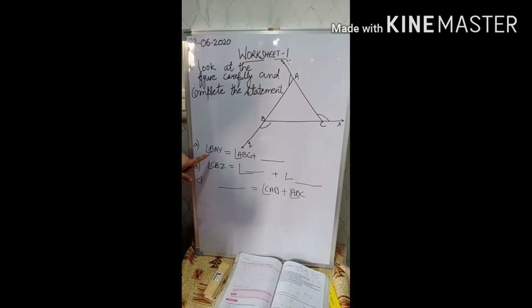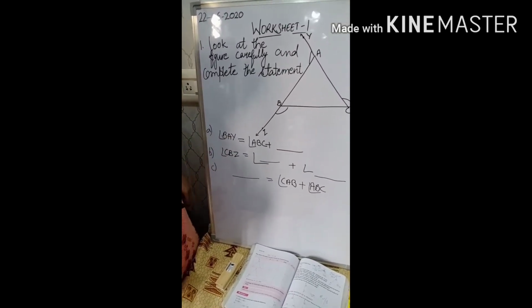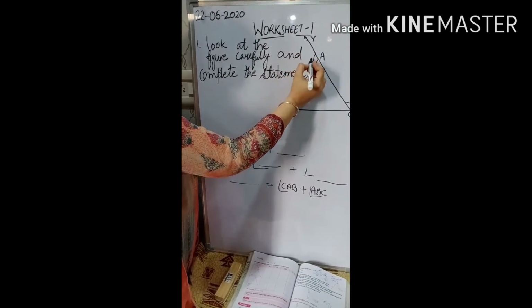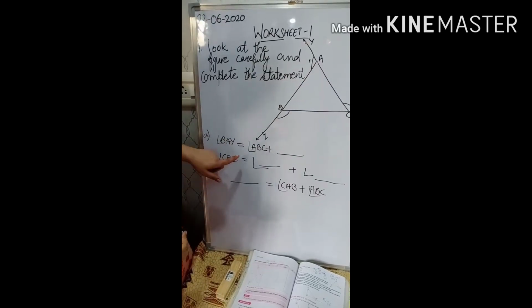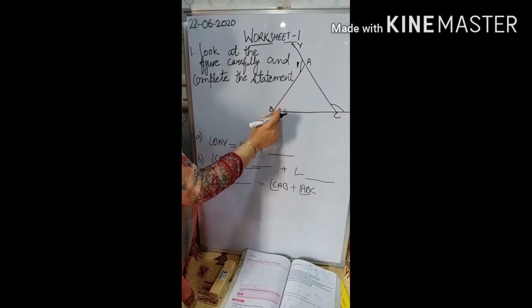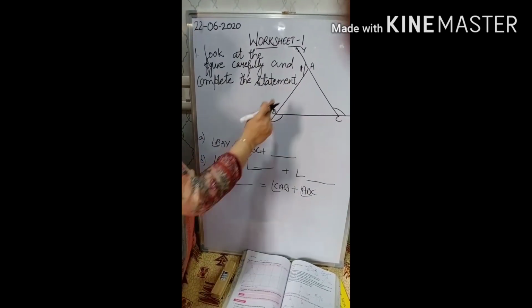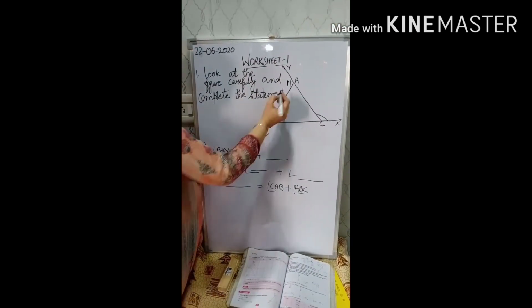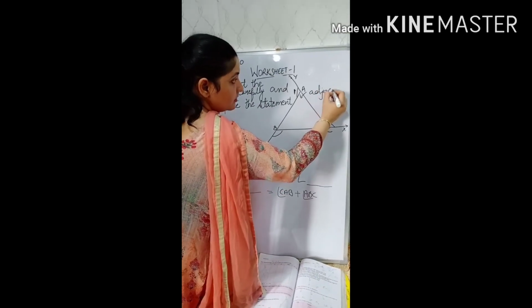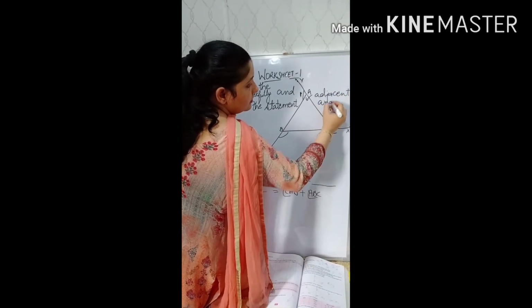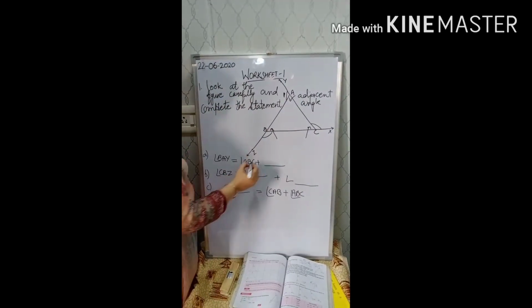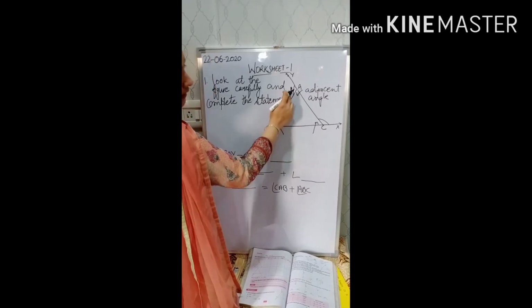You have to complete the statement for angle BAY. Just move your finger along the name BAY. This exterior angle, let it be 1, is equal to the sum of the opposite interior angles. This angle is an adjacent angle. And these are the two interior opposite angles of angle 1.